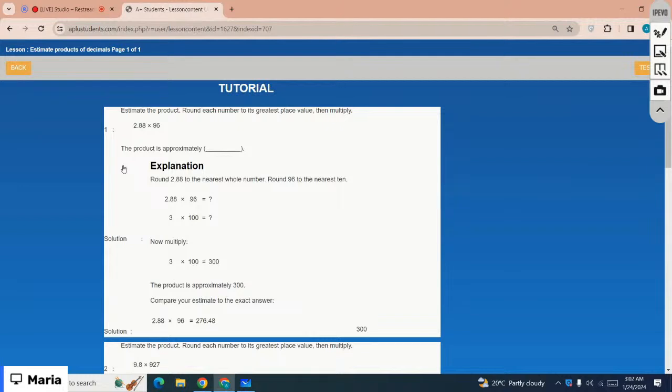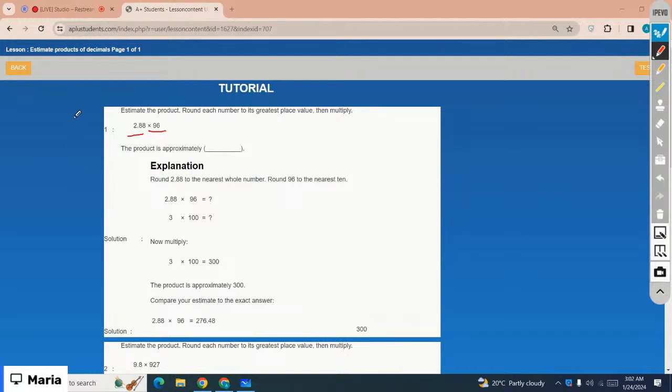Just look at the first example. Estimate the product. Round each number to its greatest place value and then multiply. So you are given the number that is 2.88 times 96. You have to estimate them to their greatest place value, right? 96, you have to round off 96 to the nearest 10, right? So the nearest 10 to 96 is 100. Then you have 2.88. You have to round off 2.88 to the decimal, right? The very first decimal point right after decimal is 8, and 8 is greater than 5. You can round off 2.88 as 3, right?